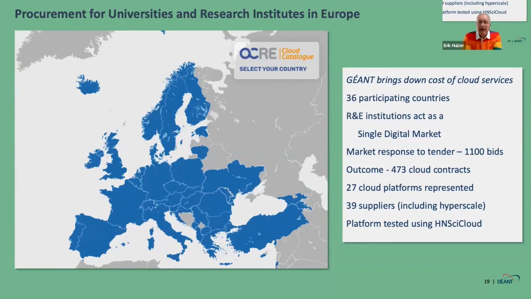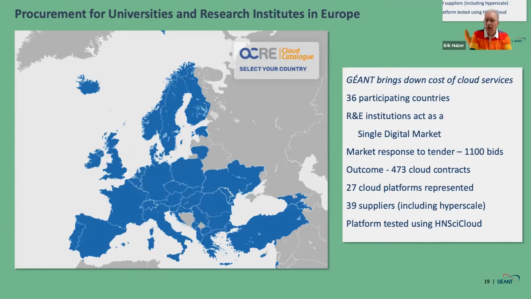As for the procurement, like I said, what we do is we aggregate the demand from the various countries, and countries can, National Research and Education Networks can subscribe on behalf of their local institutes. And we have 36 in the last one, which is called OCRE, which we did amongst others together with CERN, by the way. We have 36 participating countries where research and education institutes act as a single digital market. We got 1,100 bids to our cloud procurement, and in the end, we had 473 different cloud contracts, which represent 27 cloud platforms in all the different countries with suppliers in all the different countries.